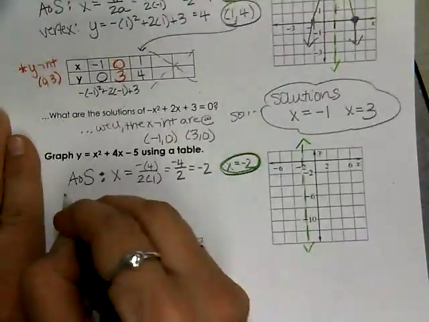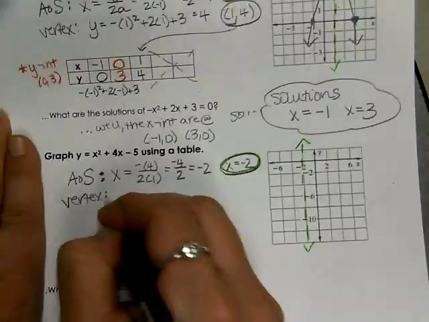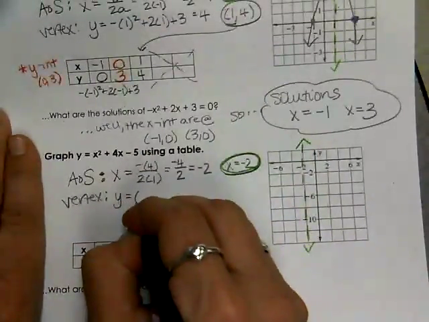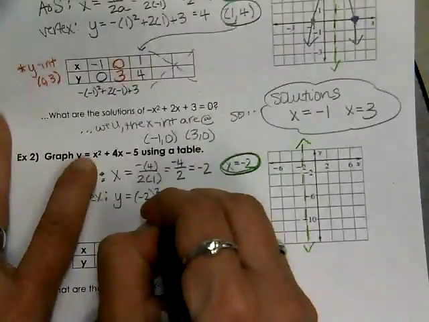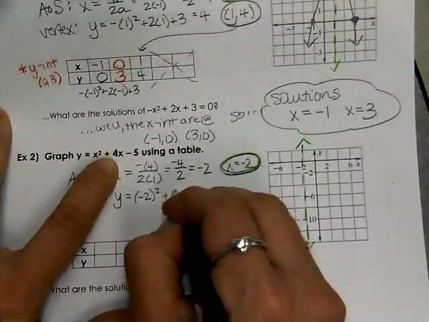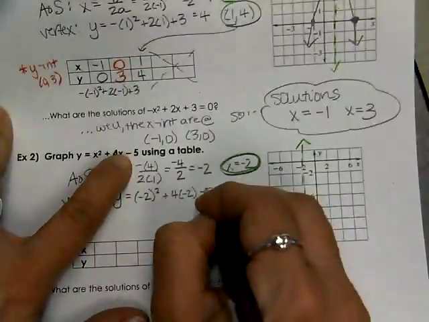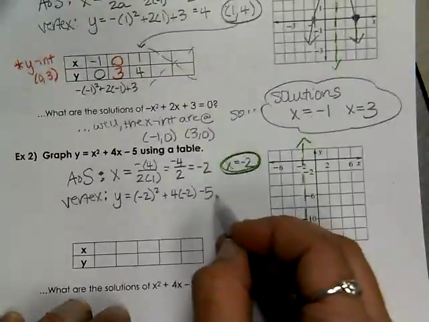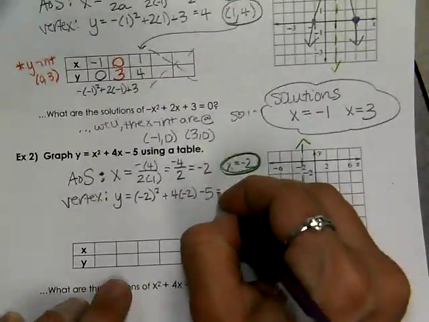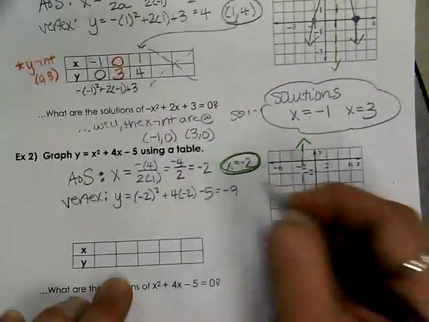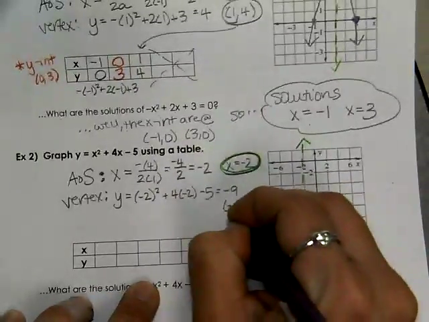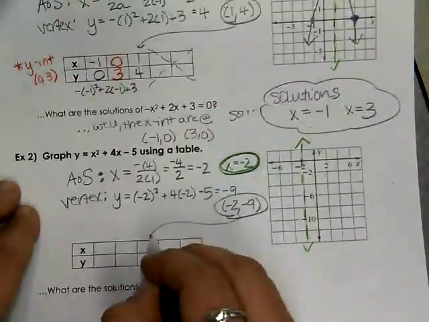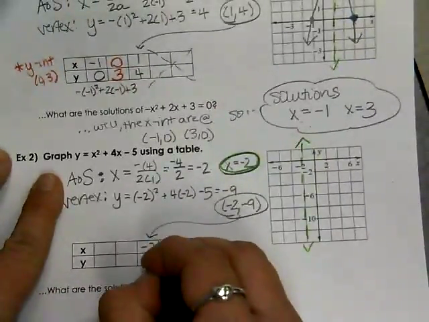Now to find our vertex, we're going to put negative 2 in place of x. So we'd have negative 2 squared plus 4 times negative 2 minus 5. And again, we could just put that into the calculator just to save some time. I'll tell you that gives me negative 9. So our vertex is going to be negative 2, negative 9. That goes in the middle of our table.